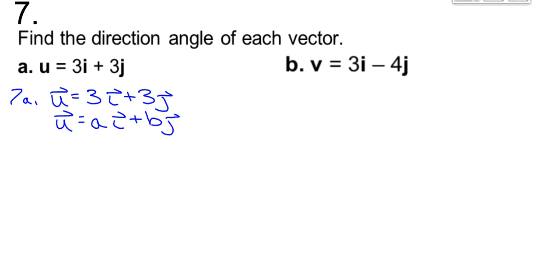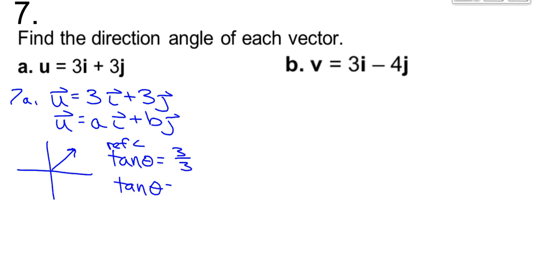And then I also want to remind you that I could plot this point as 3, 3, and there would be my vector in standard position. So B is 3 and A is 3, and I wrote it like this because people aren't here, so they know which one is which. So that means for the reference angle, the tangent of theta is 3 over 3, so the tangent of theta is 1. When is the tangent of theta equal to 1?